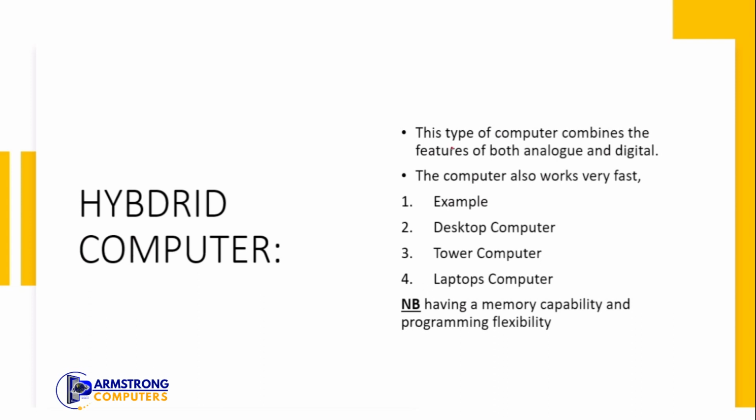So where we have the desktop computer, we also have the tower, the laptop, the mainframe. These are all hybrid computers. They have memory capability and programming flexibility, as I just said. You can program it, and it also has memory. Your mobile phone is also a hybrid computer because it uses a microchip processor and can perform more than one task at a time.